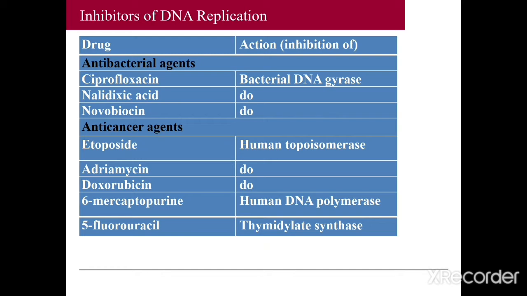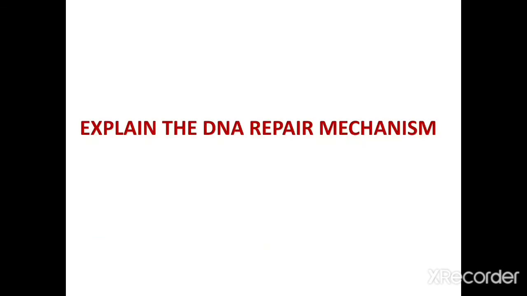These are antibacterial agents. Then there are some other compounds which will inhibit human enzyme and they will arrest new DNA synthesis, and therefore they arrest the cell division. Such drugs are useful as anti-cancer agents. Examples are 6-mercaptopurine, 5-fluorouracil. Explain the DNA repair mechanism.